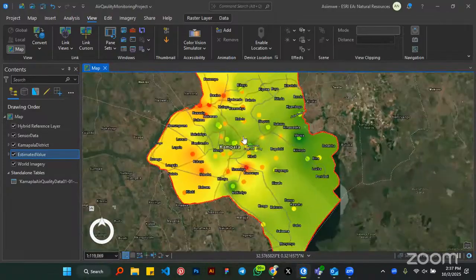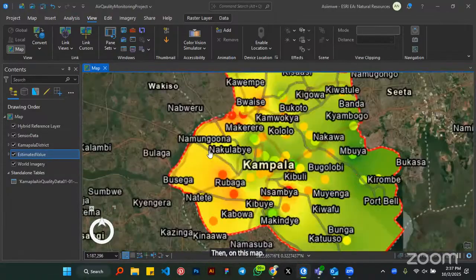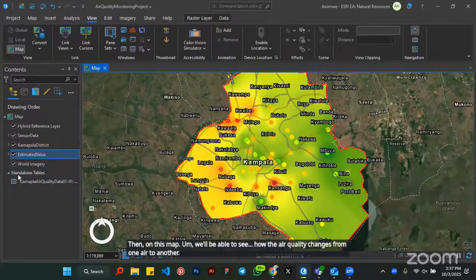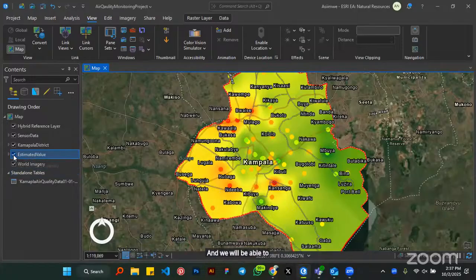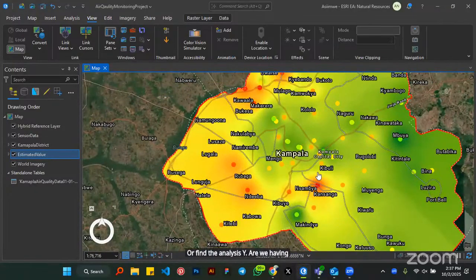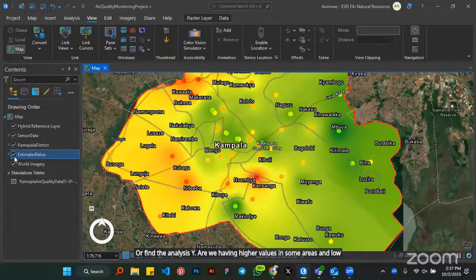On this map, we'll be able to see how the air quality changes from one area to another, and we can analyze why we have higher values in some areas and lower values in others.